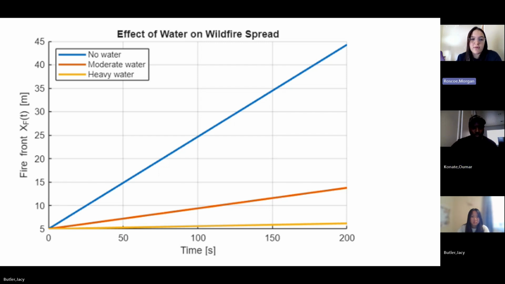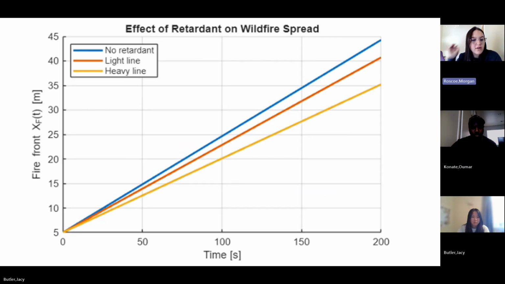Strong suppression occurs when a heavy amount of water is applied, stalling the fire front movement. Interestingly, with moderate water, the curve bends downward shortly after ignition, and there is a noticeable slowdown in the fire front movement, thus demonstrating strong exponential suppression in the model. Lastly, this figure shows how retardant can inhibit the spread of a wildfire when used as a firefighting measure. Retardants chemically inhibit pyrolysis and ignition, leading to a reduction in the effective burn rate.